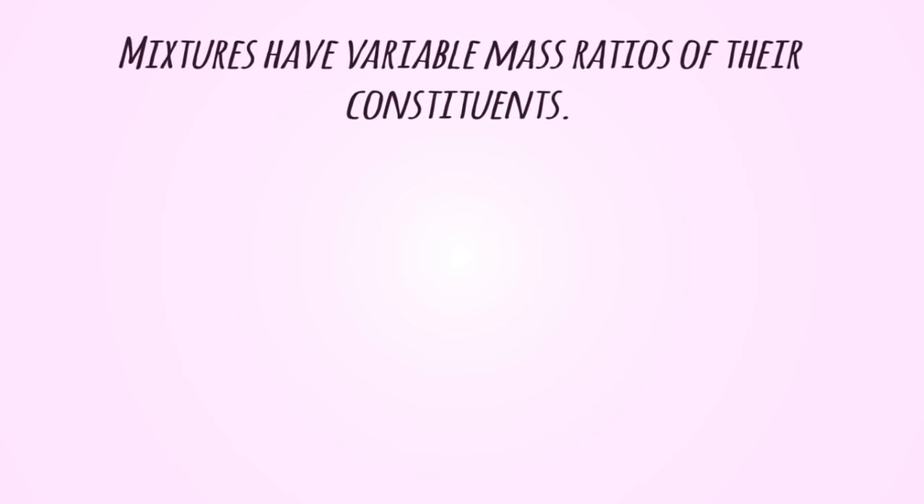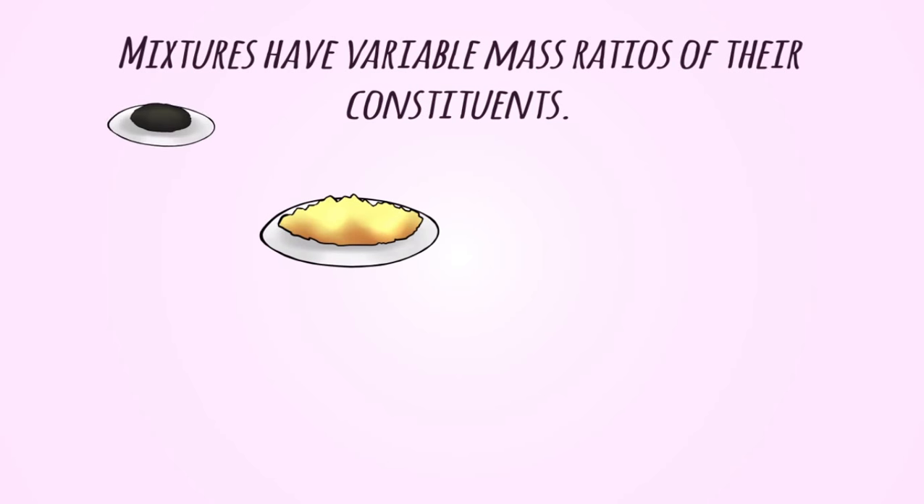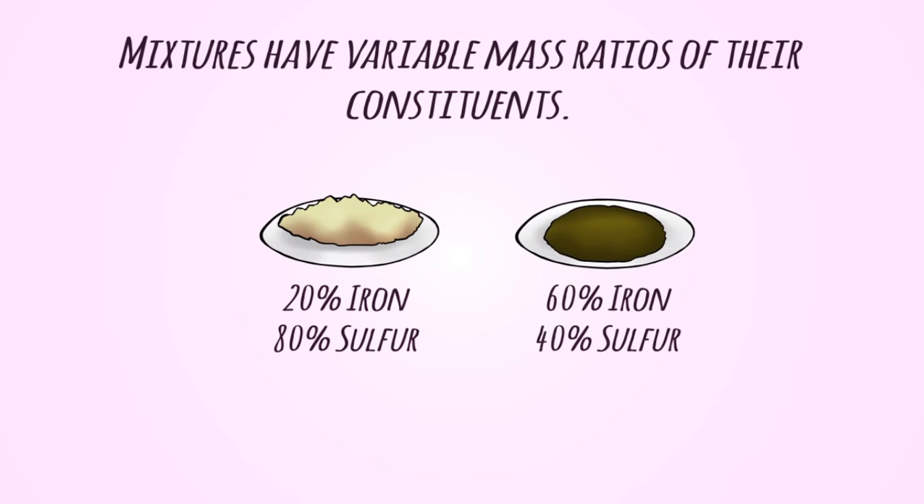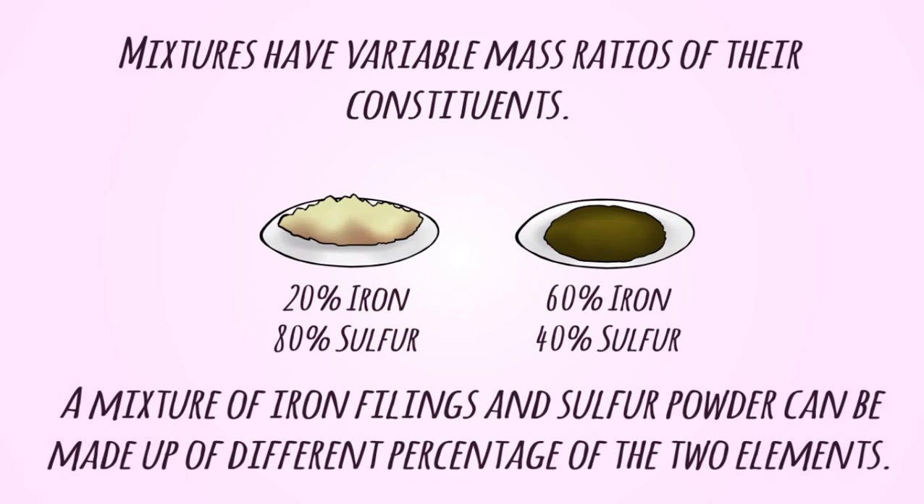Mixtures have variable mass ratios of their constituents. When we mix iron filings and sulfur powder together, we can obtain mixtures containing different amounts of iron filings and sulfur powder. A mixture of iron filings and sulfur powder can be made up of different percentage of the two elements. Are you not excited to learn so much about mixtures and compounds?